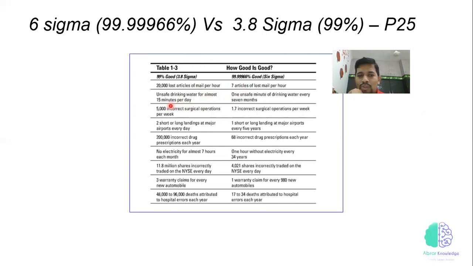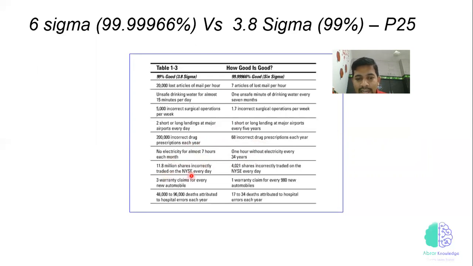Unsafe drinking water for almost 15 minutes per day, versus one unsafe minute. 5,000 incorrect surgical operations per week, versus 1.7 incorrect surgical operations. This is for the hospital; it is the comparison between 3.8 and 6. For prescriptions, with 2 million, you have 68 incorrect drug prescriptions. No electricity for almost 7 hours, versus 1 hour without electricity every 34 years.